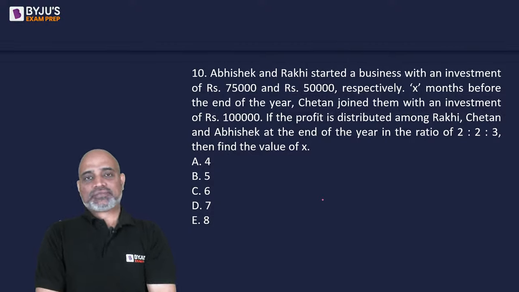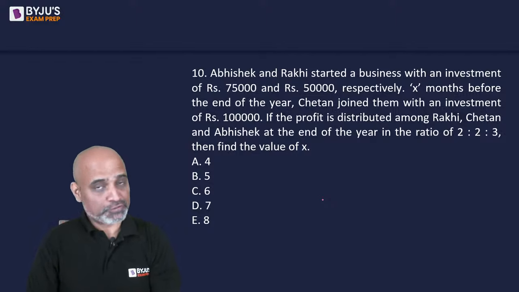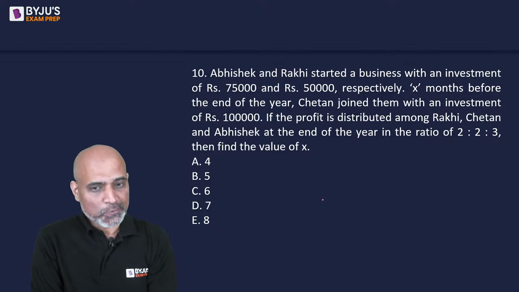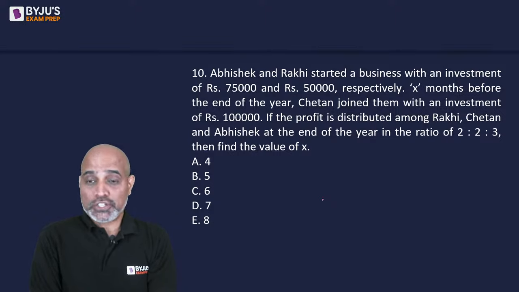Next one. Abhishek and Rakhi started a business with an investment of rupees 75,000 and 50,000 respectively. X months before the end of the year, Chetan joined them with an investment of rupees 1,100,000. If the profit is distributed among R, C and A at the end of the year in the ratio 2:2:3, then find the value of X.